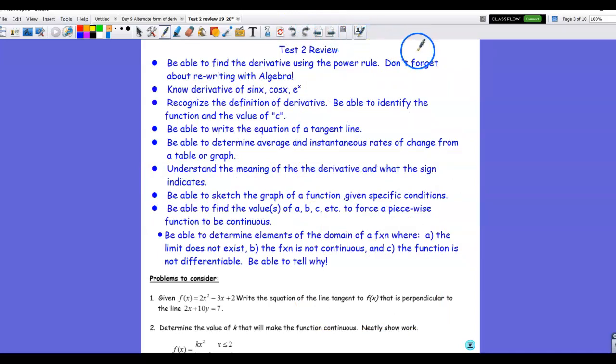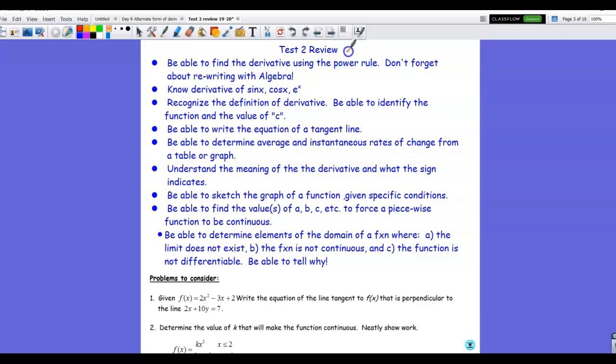So for test number 2, the bullet items, the things that you need to know and to be able to do, are listed in your packet, and you really need to take the time to go through each of these and analyze yourself. So for example, change these into questions: am I able to find the derivative using the power rule? Don't forget about rewriting with algebra.